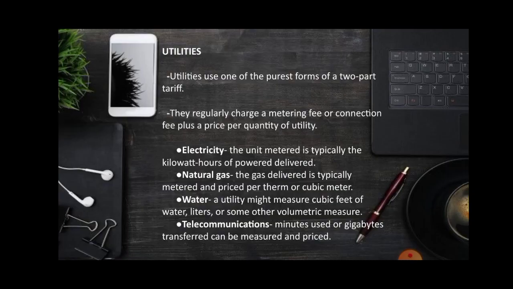So, ang una is utilities. Utilities use one of the purest forms of a two-part tariff. They regularly charge a metering fee or connection fee plus the price per quantity of utility. So, dito naman sa utilities, parang naglalagay sila ng price kung gaano kalaki na yung mga ginagamit mo. Like, pag sa electricity, kapag nakakailang kilowatt hour ka na, doon nila nilalagyan ng price. Kapag sa natural gas, yung cubic meter. Sa water naman, kung ilan na yung nagagamit mong liters or cubic feet. Sa telecommunication naman, kung gaano katagal mo na siyang ginagamit, doon nila nilalagyan ng price.